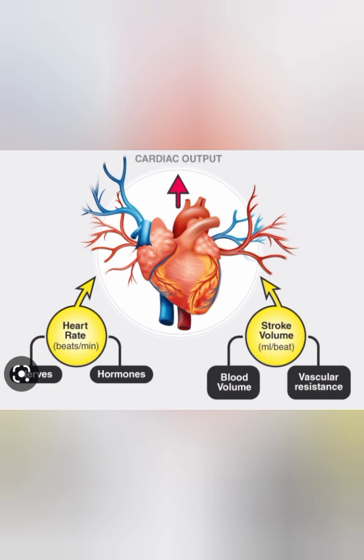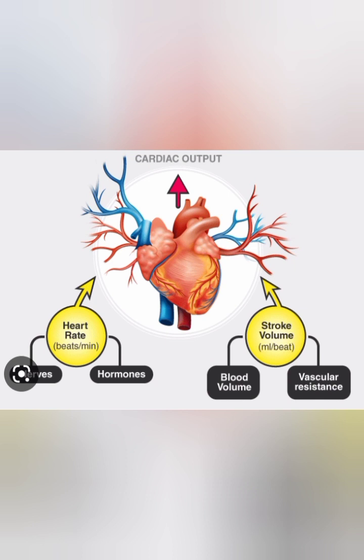Then conductibility. Transmitting the impulses is called conductibility. What is automaticity? Automaticity is a cell's capacity to beat by itself, the ability of the heart to generate impulses. And what is excitability? Excitability is the response to impulse.